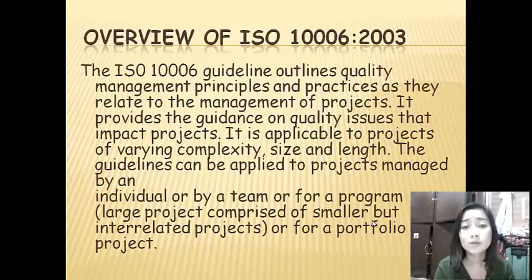The overview of ISO 10006-2003. These guidelines outline quality management principles and practices as they relate to the management of projects. It provides guidance on quality issues that impact projects. It is applicable to projects of varying complexity, size, and length. The guidelines can be applied to projects managed by an individual or by a team or for a program.